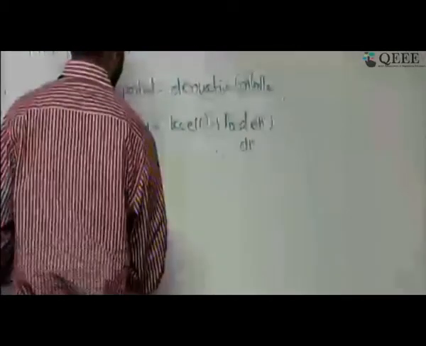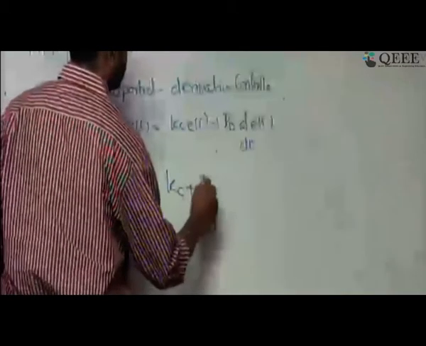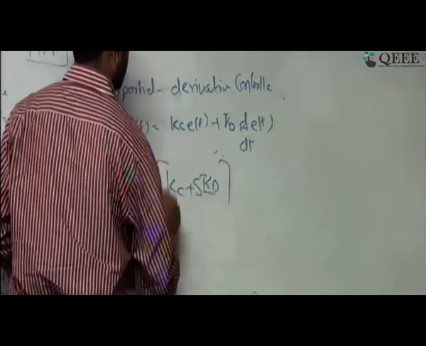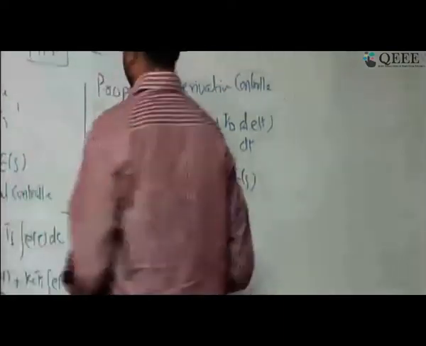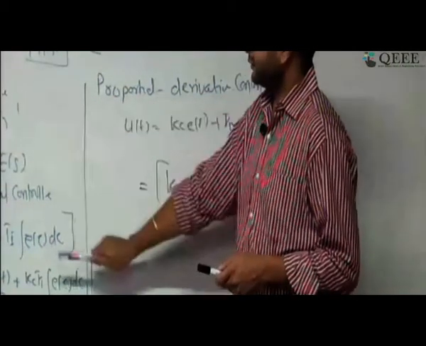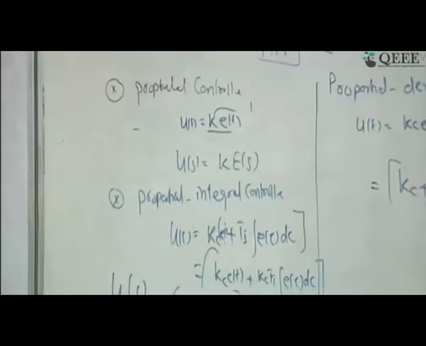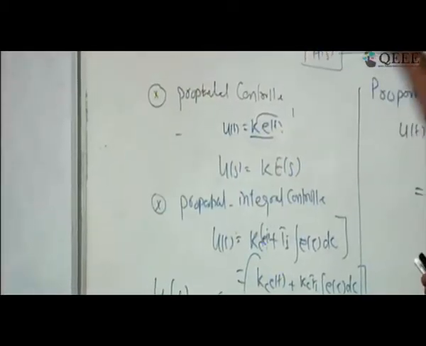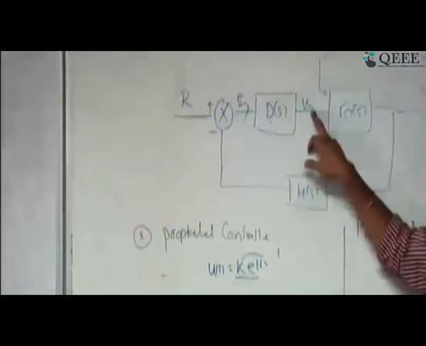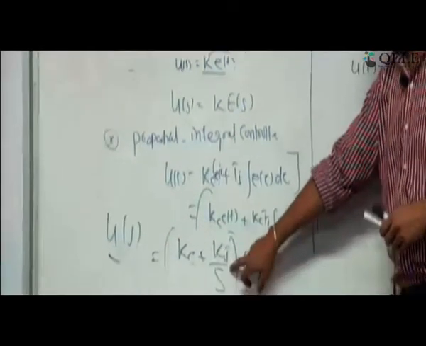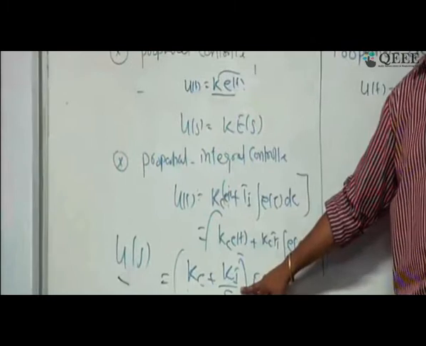And if you take a Laplace transform, I can write it as (K plus Kd s) E(s). So there are three types of controller: proportional controller, proportional integral controller, and proportional derivative controller. A proportional controller means your control signal is going to be proportional to the error. Proportional integral means the control signal u is going to be two terms, proportional plus integral of the error, Ki by s, and as you know, when we take 1 by s, it is equivalent to integral.